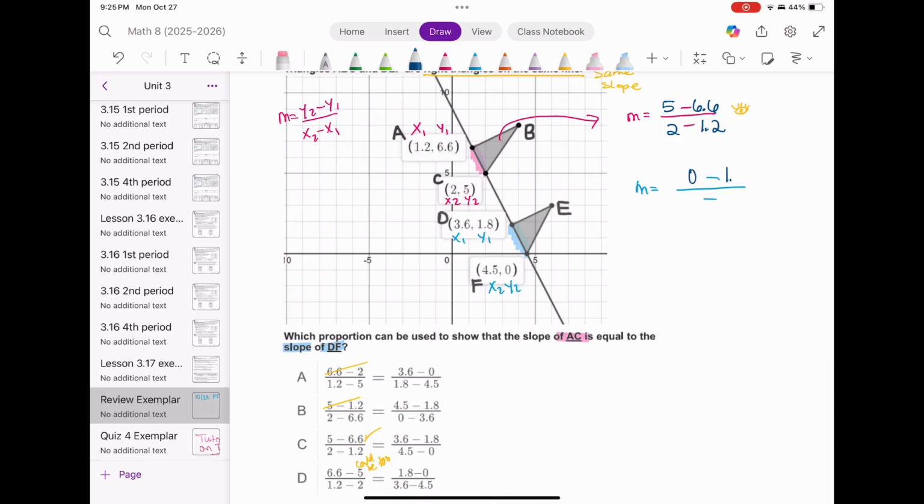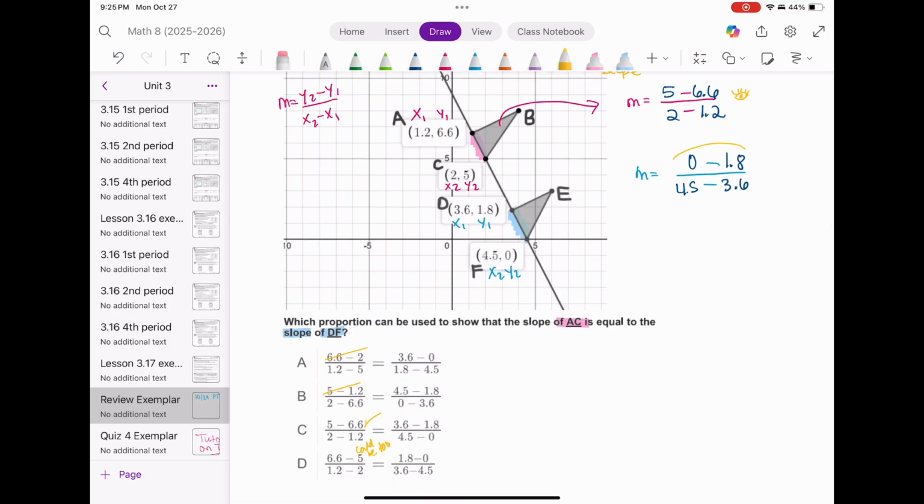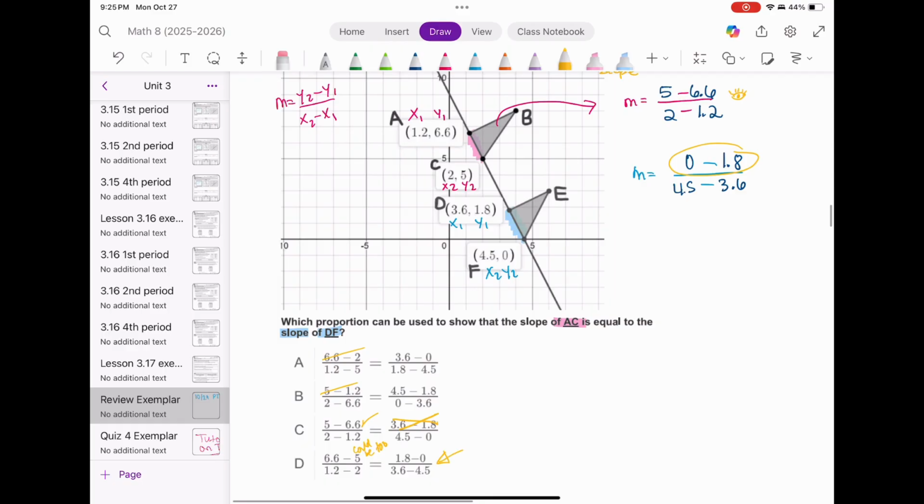I'm labeling my points for DF and I'm setting my formula. And I get 0 minus 1.8. And if you notice, the letter C, answer C, does not have 0 minus 1.8, nor does it have 1.8 minus 0. So C cannot be the answer at all. So that means that the answer has to be D.